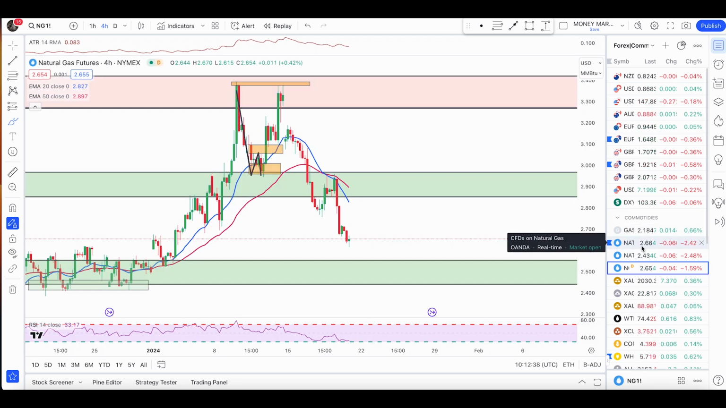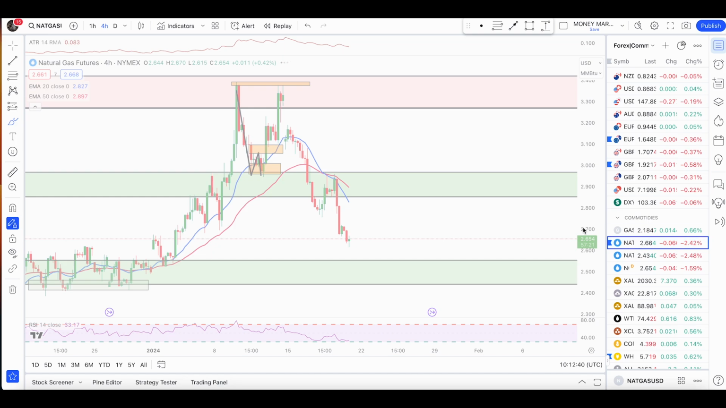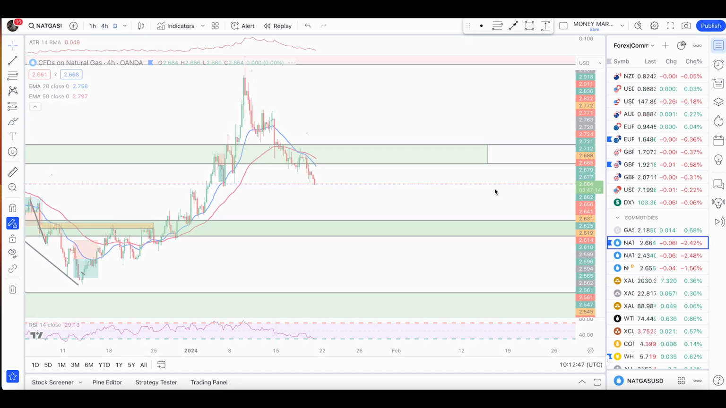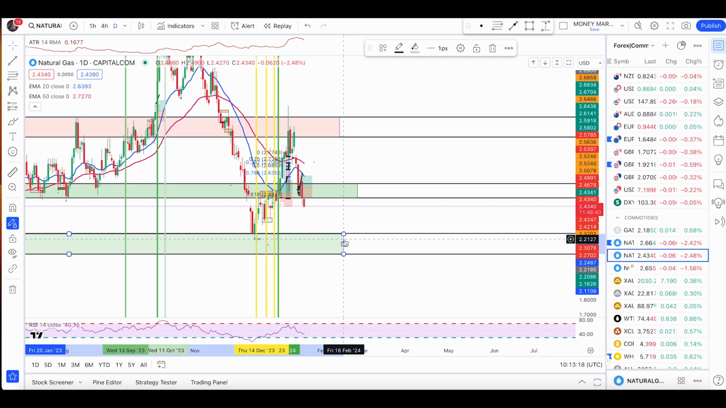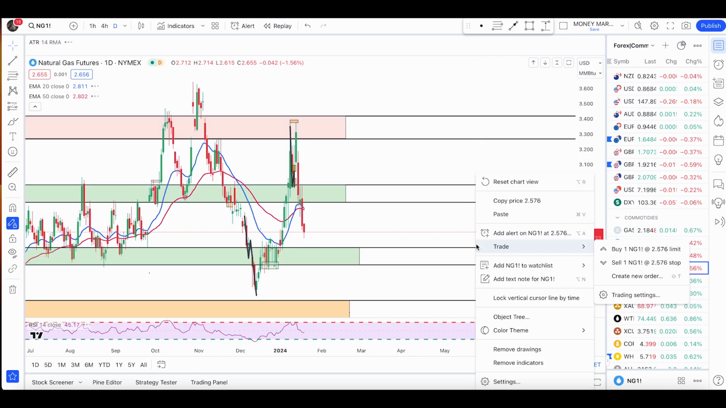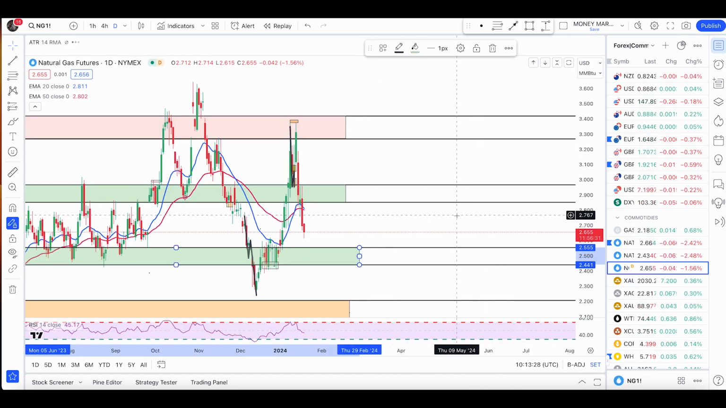So first, let me give you the zones for all three platforms. The zone below, which is a major area of value right here, is 2.394 that goes up to 2.476. Have these zones on the chart for Oanda, and then we have a zone here on capital.com, which is a support area, 2.110 that goes to 2.248. Then we have a zone here on Nymex, which is right here, 2.441 that goes to 2.555.